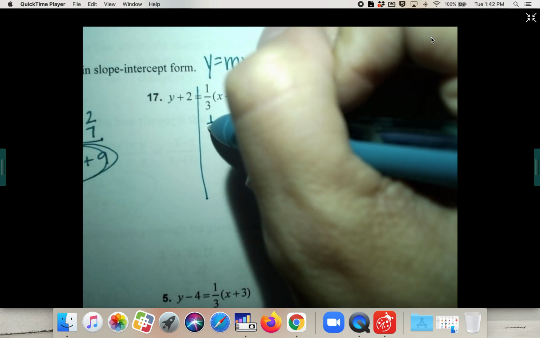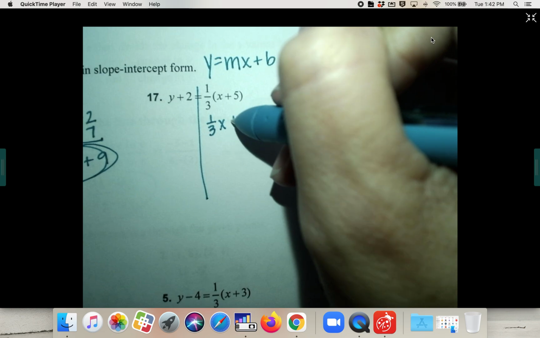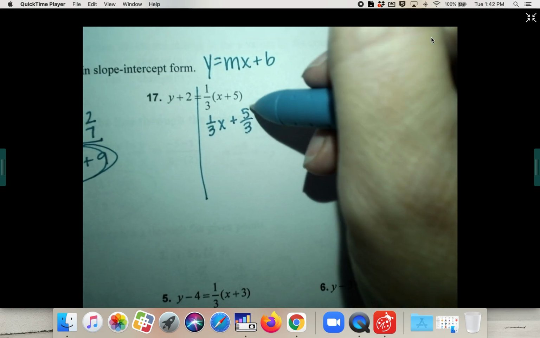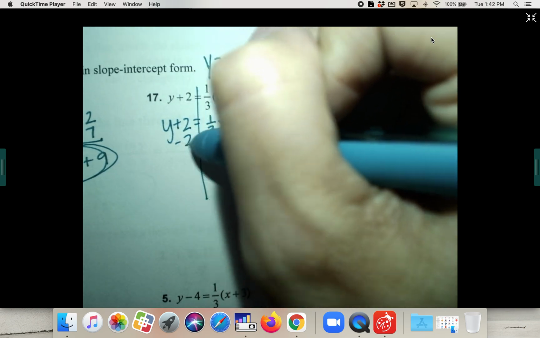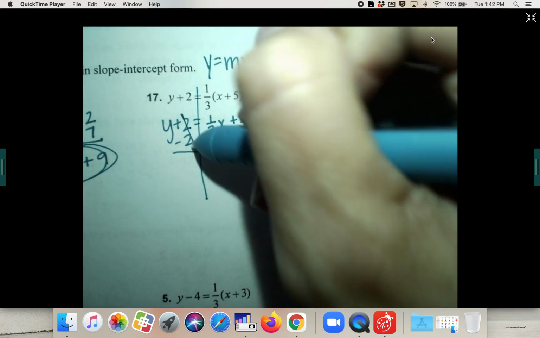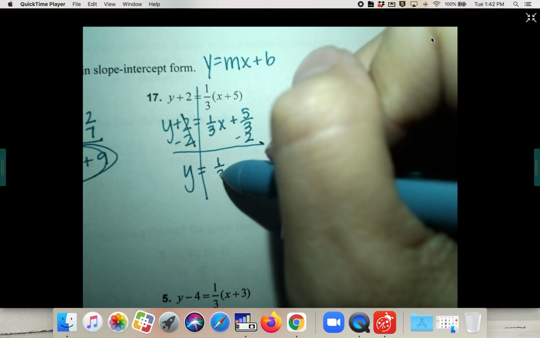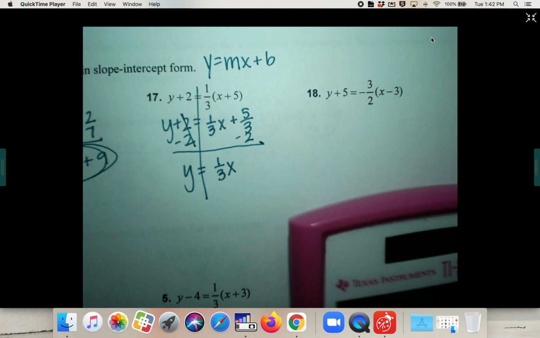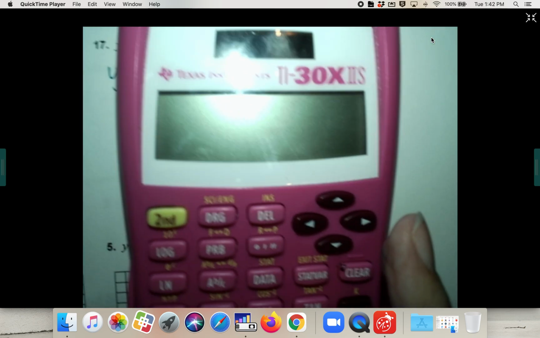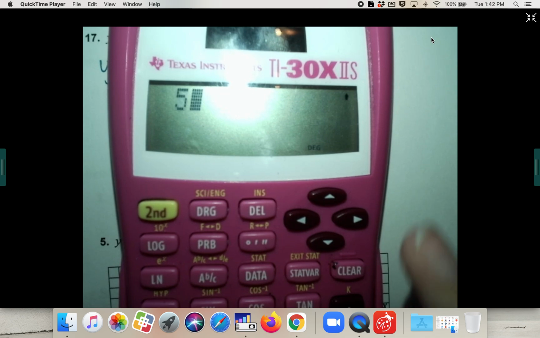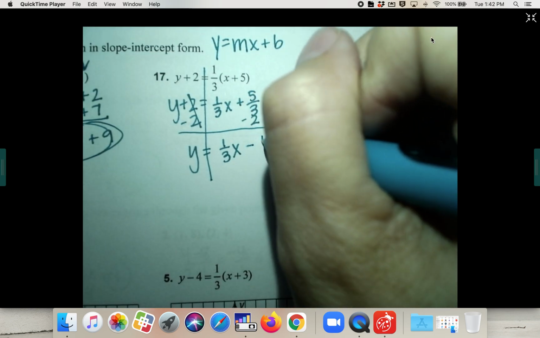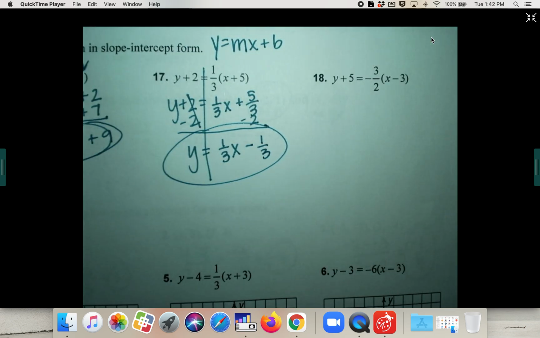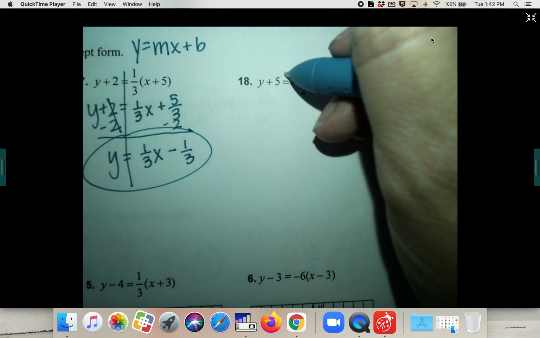Really quickly, this would be 1/3 x plus 5/3. Yuck, that's not going to be fun to put in my calculator. And then we're going to subtract 2 from both sides. Lucky for you guys, we use our calculator in geometry. 5/3 minus 2 is -1/3. So -1/3.